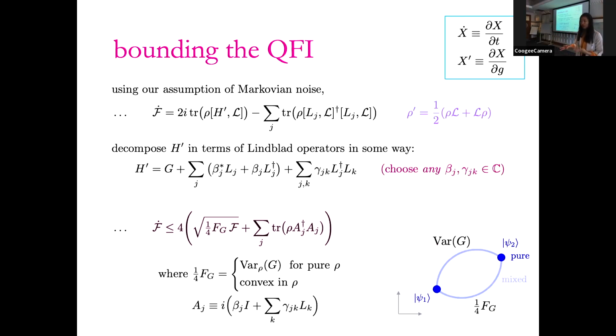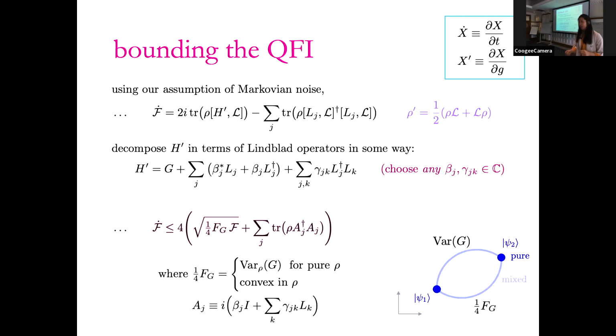It's sort of like the variance of G, but it's convex in the state rather than concave. So more precisely, f sub g over 4 is equal to the variance of G with respect to rho whenever rho is a pure state, but then it's convex for mixed states. Sorry, did I say concave? I meant convex.